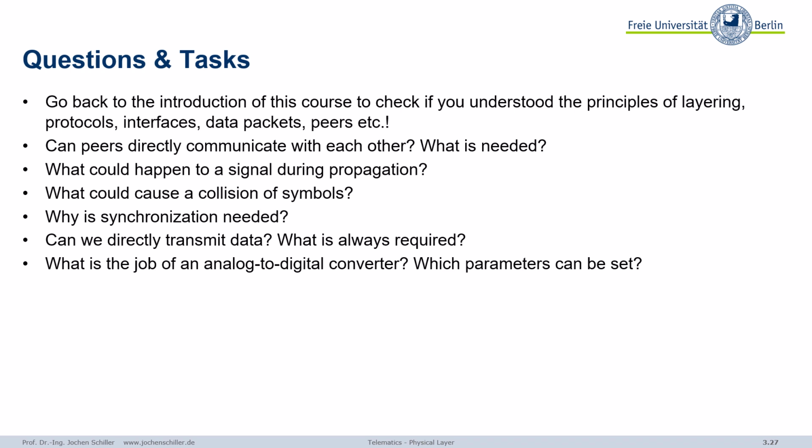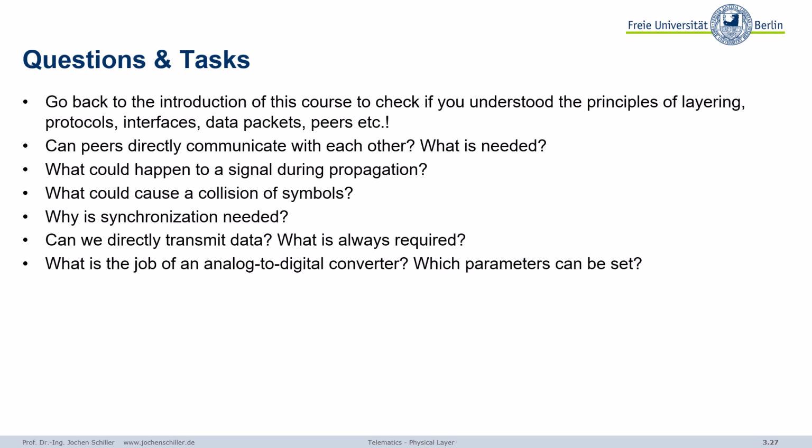I gave you an example for collisions of symbols. So what could cause this? Can this happen in real life? I will come back to how this could happen in fibers, fiber optics. Are there any other problems that can cause collisions? Synchronization. Why do we need synchronization? Why should the sender somehow be synchronized with the receiver? And also, what is needed to transmit data? Remember the definition of data, of signals, and also of information.